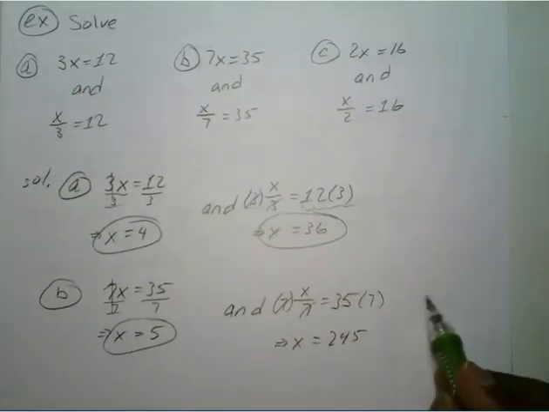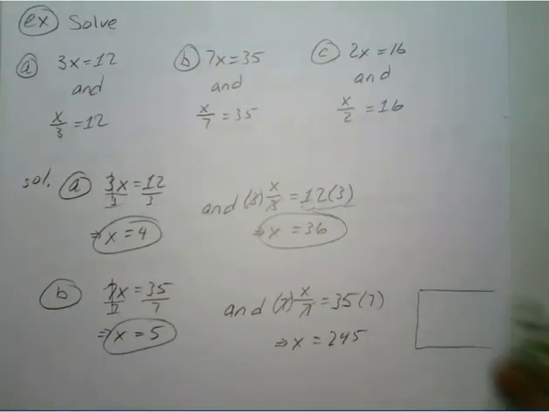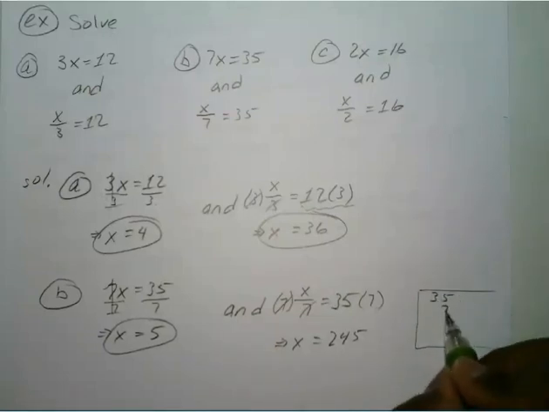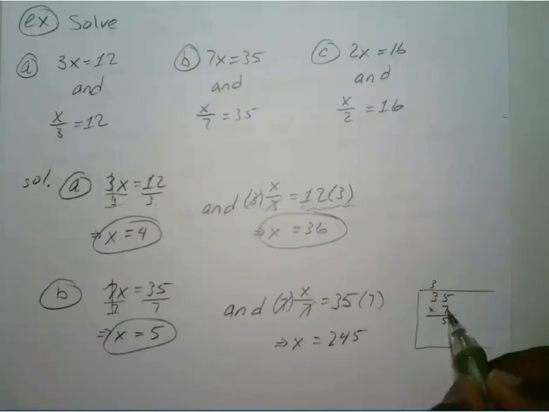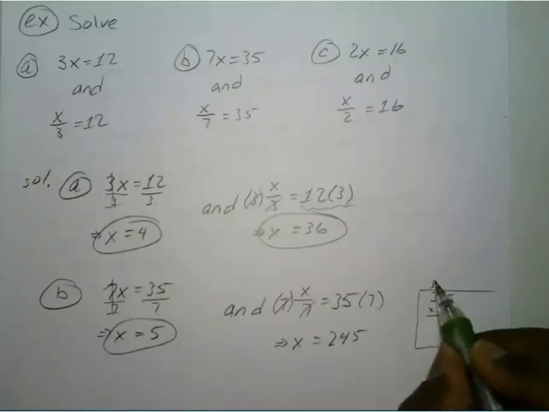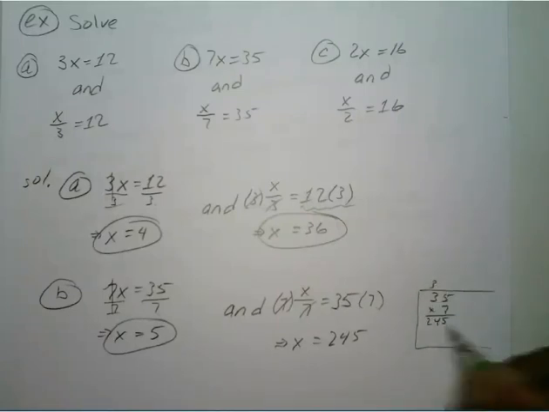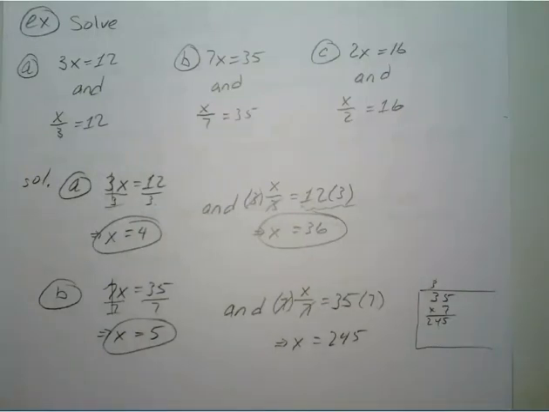And again, you don't have to do it in your head. If you want to, write it out on the side. 35 times 7. 7 times 5 is 35. 7 times 3 is 21, plus 3 is 24. So you can just do it right on the side. Again, you don't have to try and rush and do it in your head.